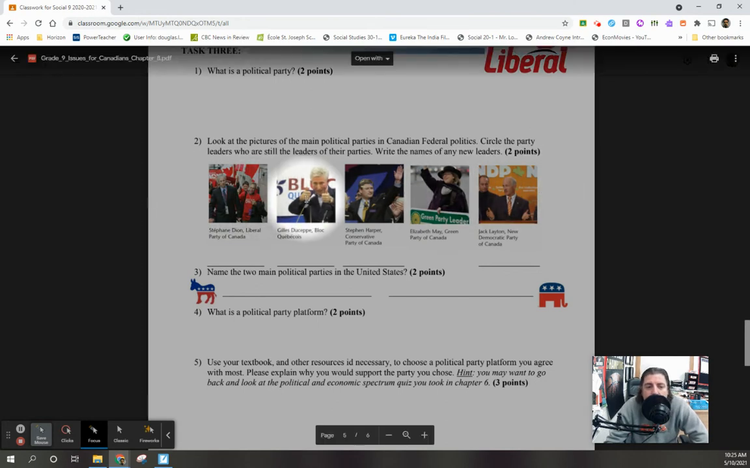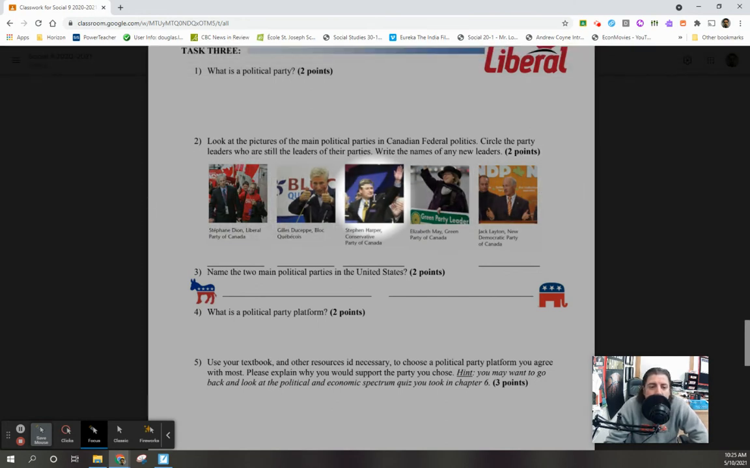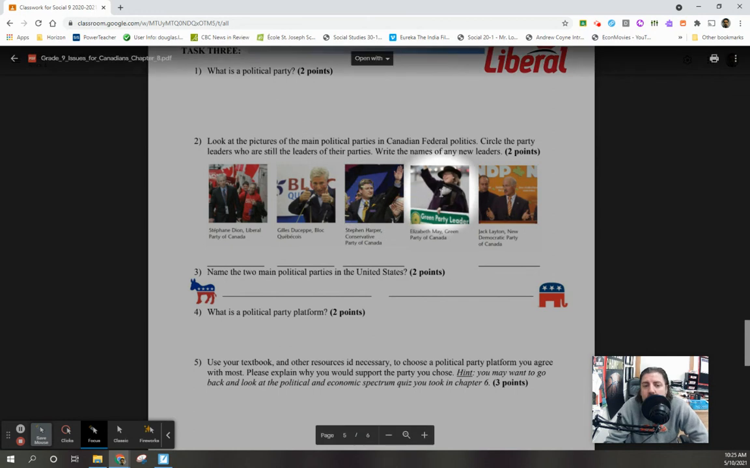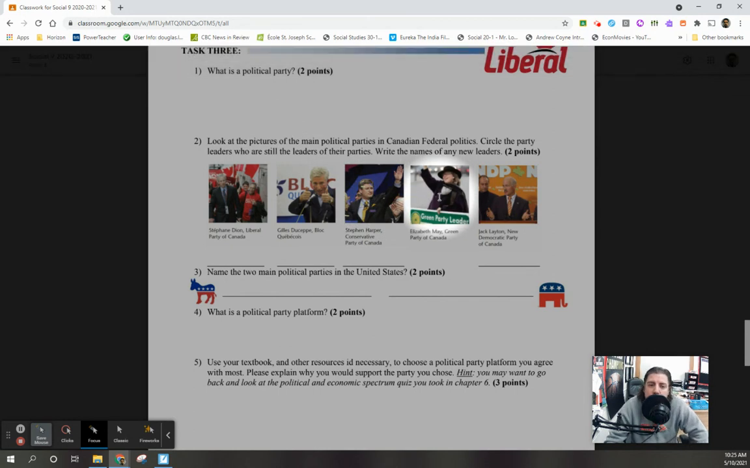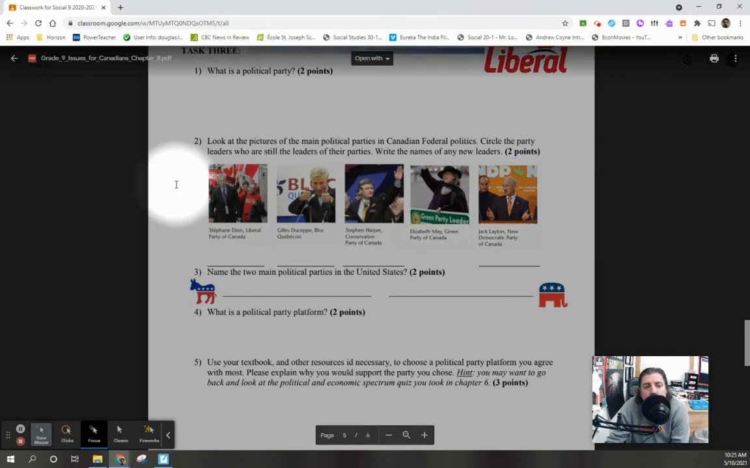Who's the leader of the Bloc Québécois? Who's the leader of the Conservative Party of Canada? Who is the leader of the Green Party? Even though Elizabeth May has still a lot of pull, she is not the leader anymore. And Jack Layton is no longer the leader of the New Democratic Party because he passed away. Okay, so you'll have to make all those changes.